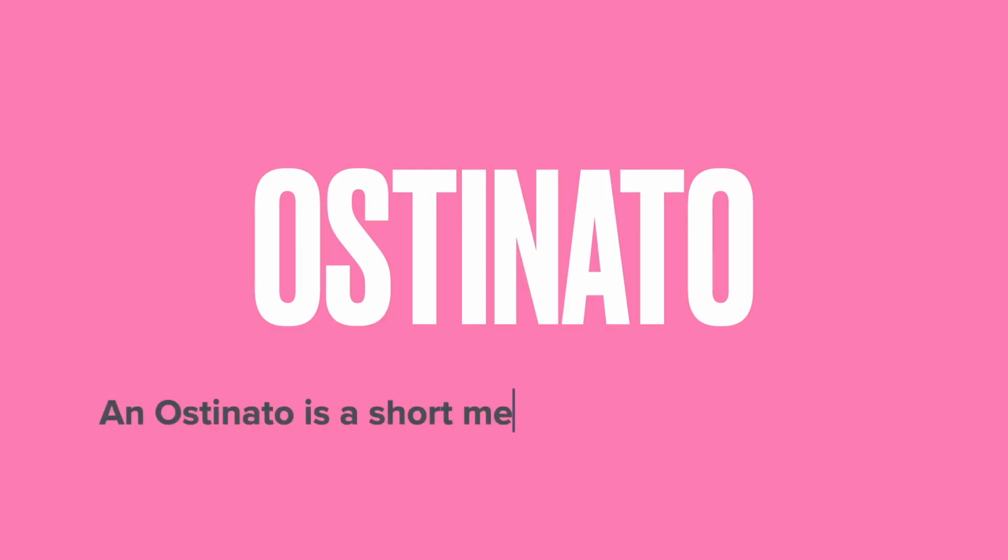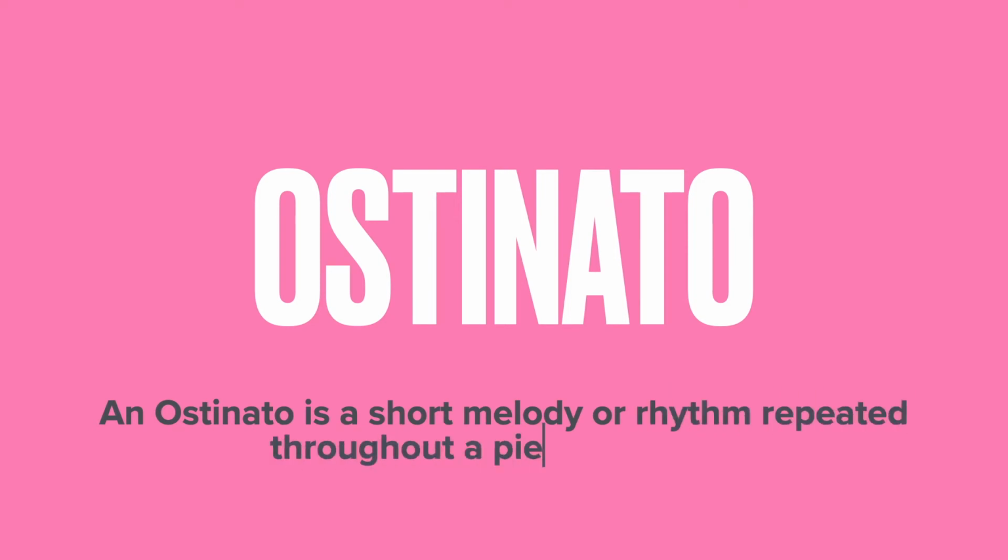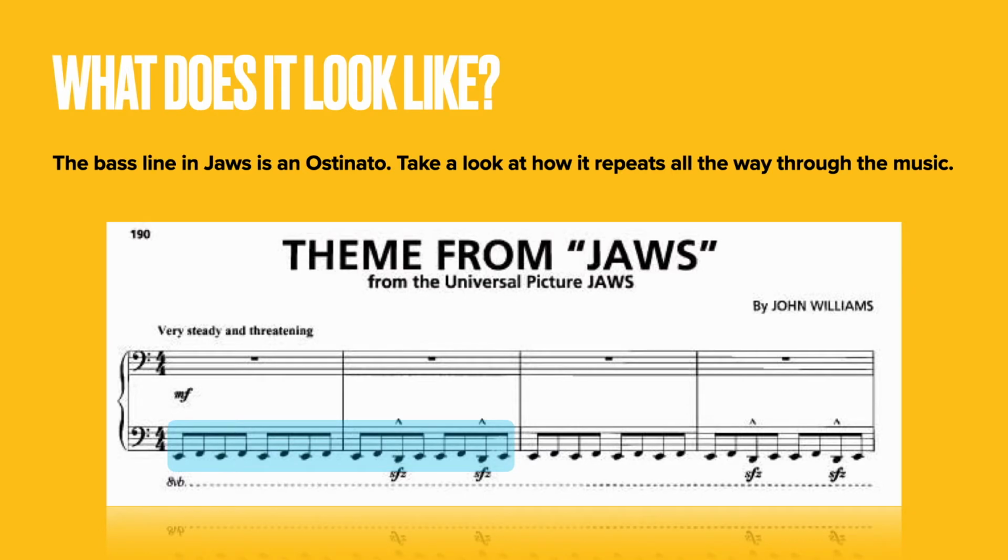Ostinato. An ostinato is a short melody or rhythm repeated throughout a piece of music. What does it look like? The bass line in Jaws is an ostinato. Take a look at how it repeats all the way through the music.